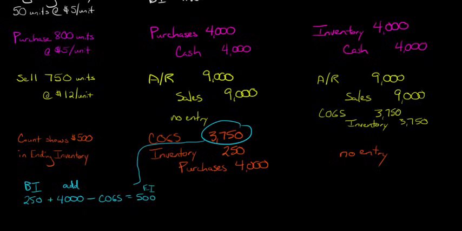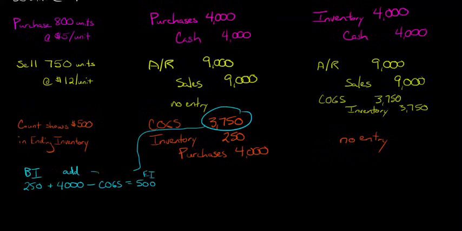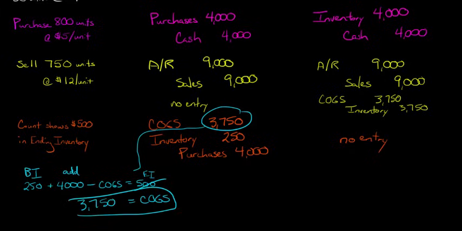So now, if we look at this equation here and just do a little algebra, if we add cost of goods sold to each side, then we'll get cost of goods sold over here, and then we subtract this 500 from that side, we'll end up with $3,750 equal to our cost of goods sold. And then that's what we do. We just plug in a debit to cost of goods sold of $3,750.